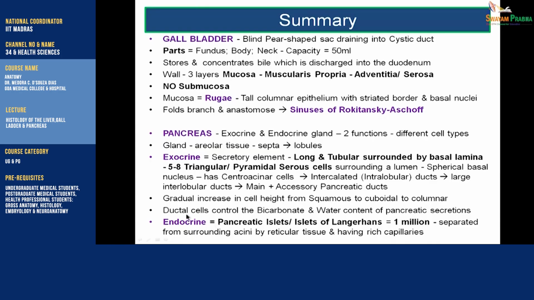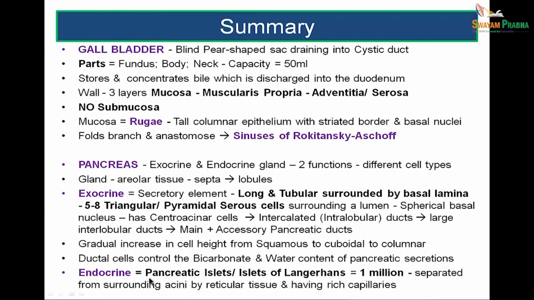Then we talked about the endocrine part, which is made up of the pancreatic islets, also called islets of Langerhans, about 1 million in number in the pancreas, concentrated mostly in the tail and separated from surrounding acini by reticular fibers. They have rich capillary plexuses within them into which the hormones are secreted.